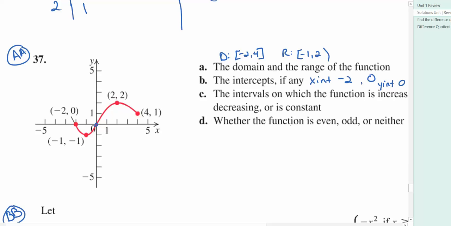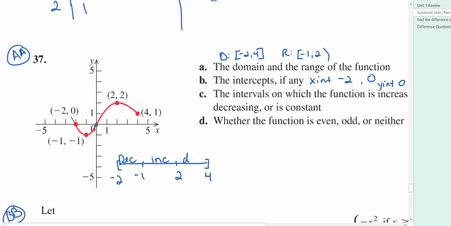Okay, to determine the intervals on which the function is increasing or decreasing, I recommend that students put on a number line the x-coordinates of any mins or maxes. So we have a min at negative 1 and we have a max at 2. And then just describe the behavior. From negative infinity to negative 1, the graph is decreasing. Actually, though, this graph starts at negative 2, so it's not from negative infinity. From negative 2 to negative 1, it's decreasing. Then between negative 1 and 2, we have an increasing behavior. And then from 2 till when the graph stops at 4, it's decreasing.